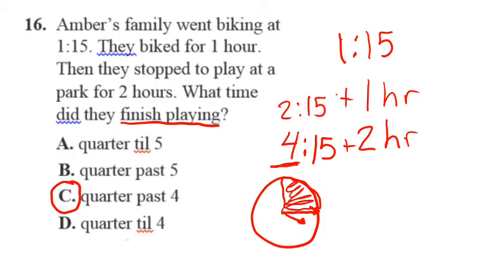So the answer to number 16 is a quarter past 4. The time that they stopped was 4:15. 4:15 shows quarter past. So that's why it's a quarter past 4.